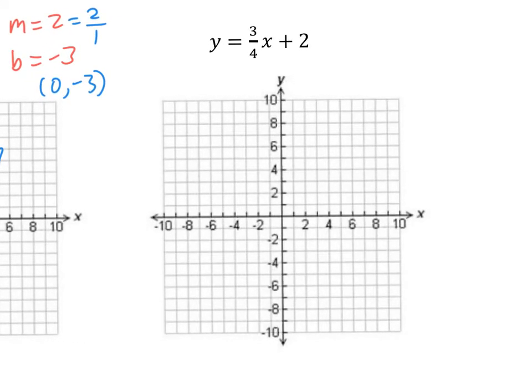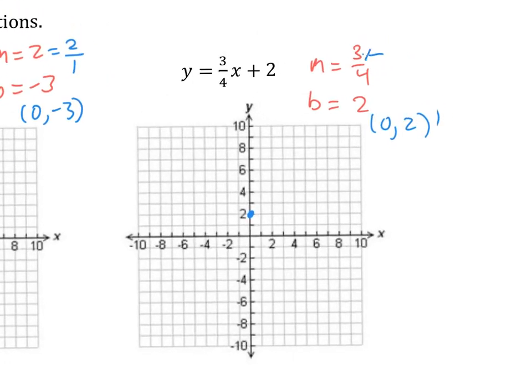In this case, we have our slope, m, is equal to 3/4, and our y-intercept, b, is equal to 2. Okay, so we know that at (0, 2), we can place a point because that's our y-intercept. This is really (0, 2), that point. Okay, and then for every 3 numbers we go up, so 3 is going to be equal to our rise, and 4 is equal to our run.